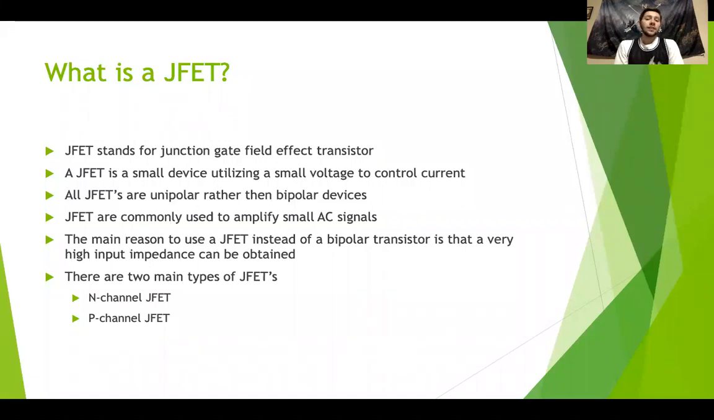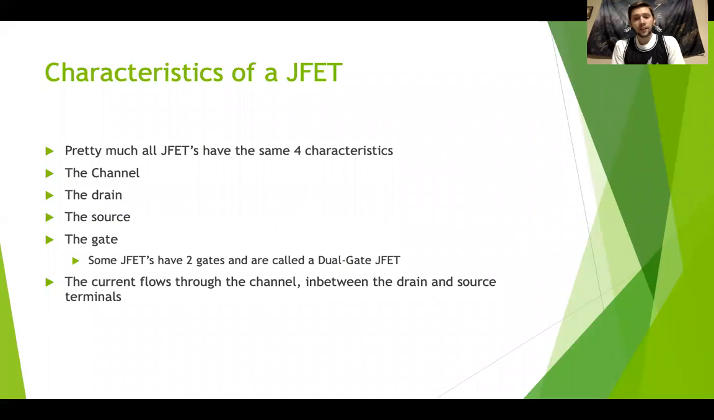Now, the main reason that you would use a JFET instead of a bipolar transistor is that a very high input impedance can be obtained using a JFET. Now, there are two main types of JFETs, the N-channel JFET and the P-channel JFET. But first, we're going to check out the characteristics of a JFET.